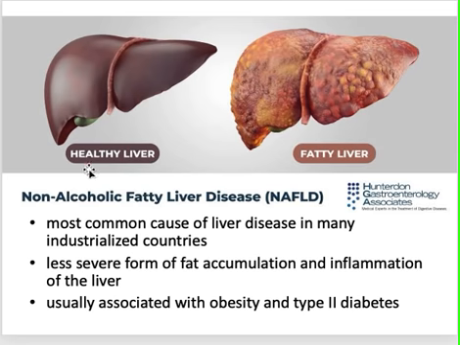So normally, a healthy liver would look smooth and shiny, but in patients who have accumulation and inflammation, accumulation of fat in the liver would look like this, no? And the most common cause of this is your non-alcoholic fatty liver disease, or your NAFLD. It's the most common cause of liver disease in many industrialized countries, and it's usually the patient's gateway into liver disease. It's the less severe form of fat accumulation and inflammation of the liver, and it's usually associated with obesity and type 2 diabetes.